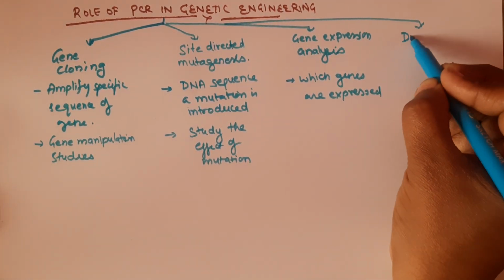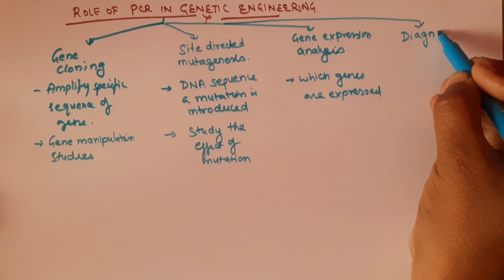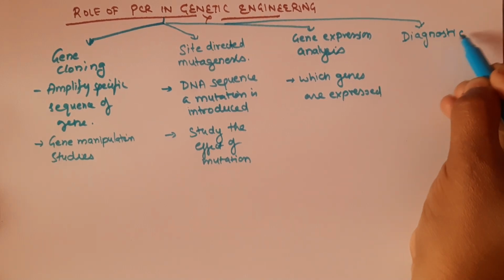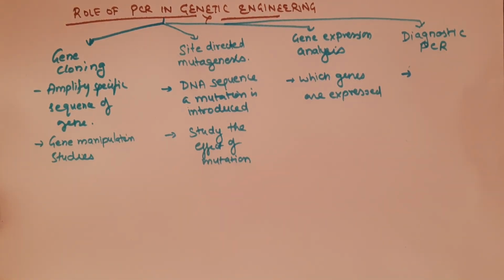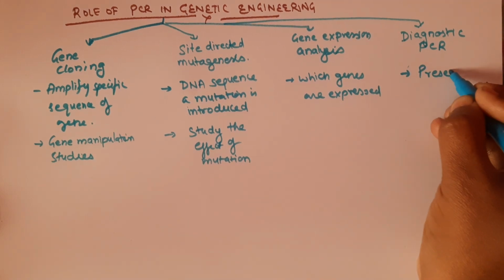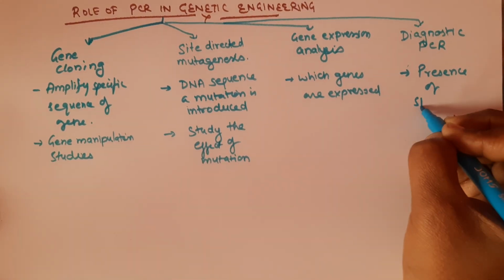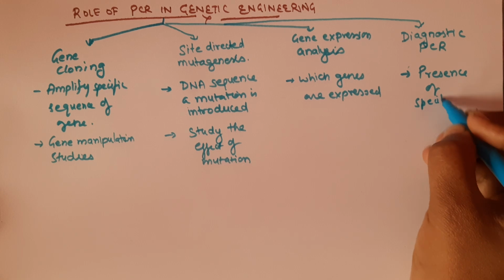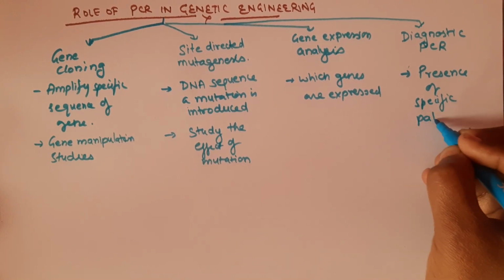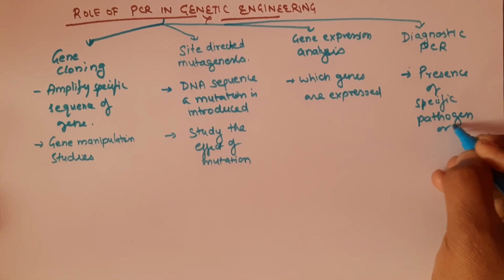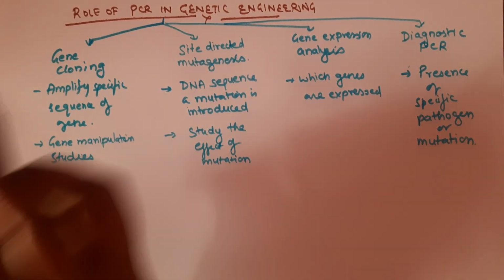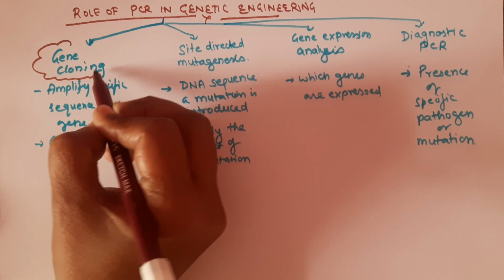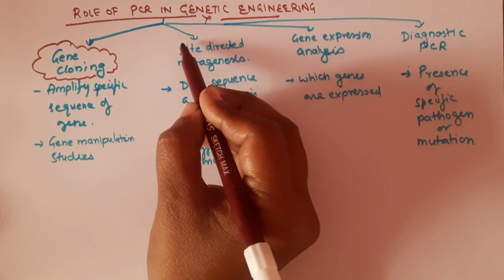And the last is diagnostic PCR. Diagnostic PCR is used to detect the presence of a specific pathogen or mutation causing a particular disease. So I hope you understand the role of PCR in genetic engineering.